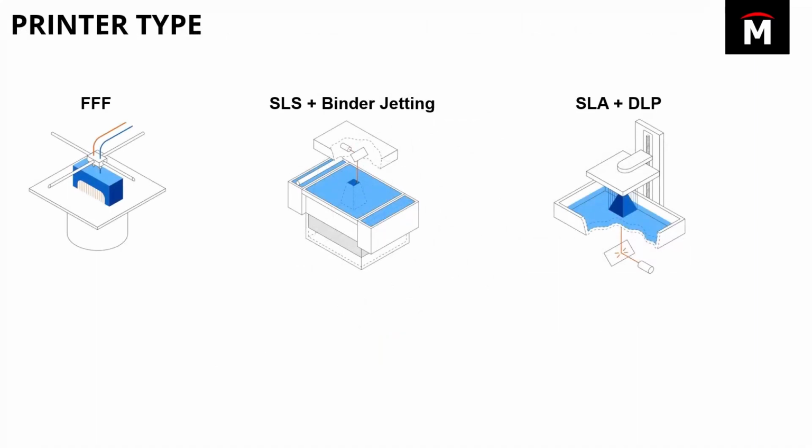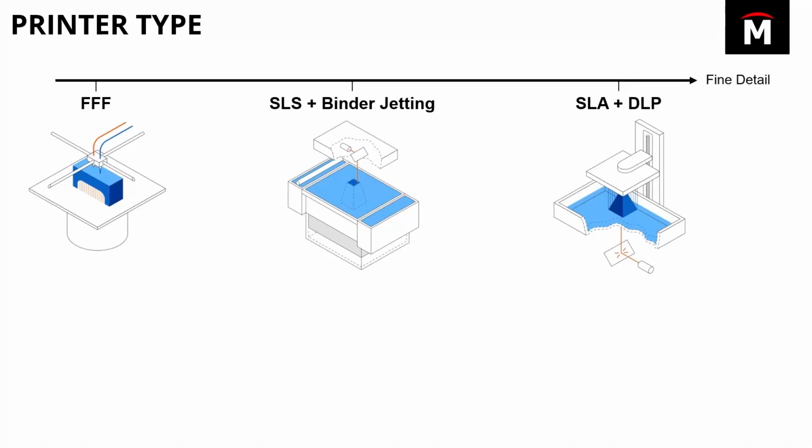So we've looked at 3 different printer technologies. We looked at the extrusion-based FFF, we've looked at the powder-based SLS and binder jetting, and we looked at the resin-based SLA, MSLA, and DLP. And the reason they're oriented this way from left to right is because as we move from left to right, we get finer and finer detail.